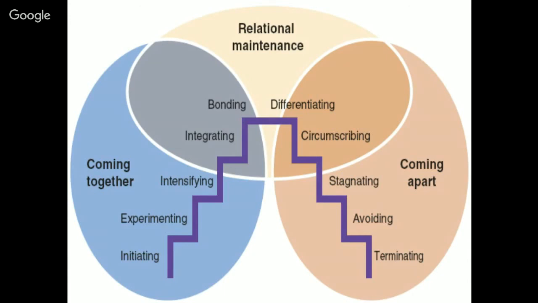So this model is a lot more complicated in this form than just what we see in the text, and specifically the difference between differentiating here and differentiating there, and then also what we see at the very top, the stages of maintaining this relationship: what brings us together, what pulls us apart, but then how do we maintain it as well.